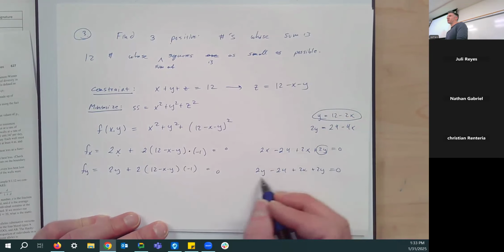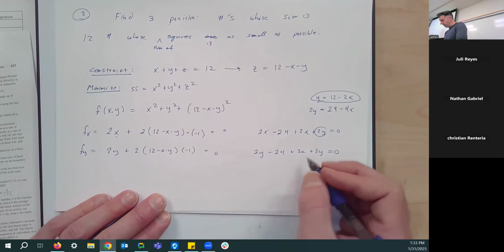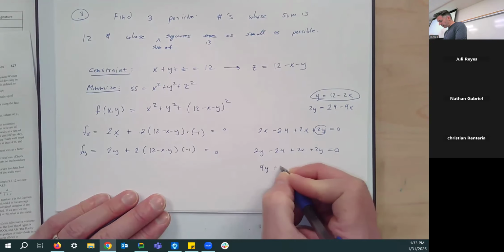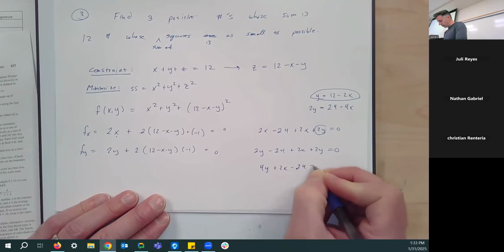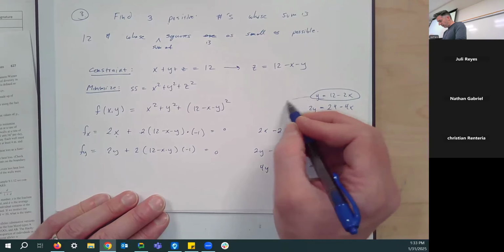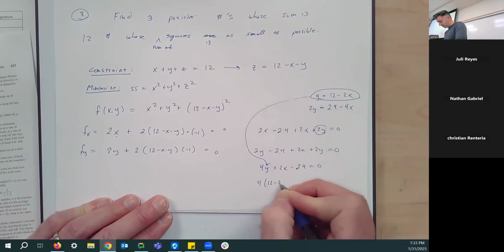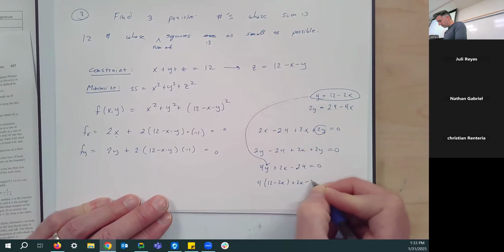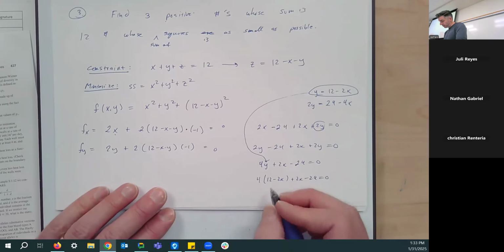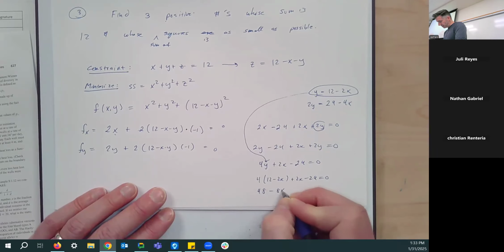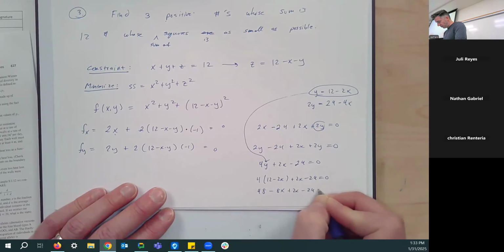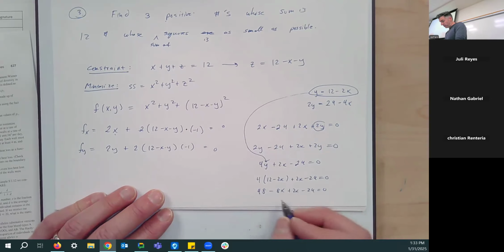I should simplify this equation first. So I have 4y plus 2x minus 24 equals 0. And I'm going to plug that in for y right there. So I'm going to have 4 times (12 minus 2x) plus 2x minus 24 equals 0. Ugh. 48 minus 8x plus 2x minus 24 equals 0. 48 minus 24 is 24. -8 plus 2 is -6x. And surprise, surprise, we get x equal to 4.